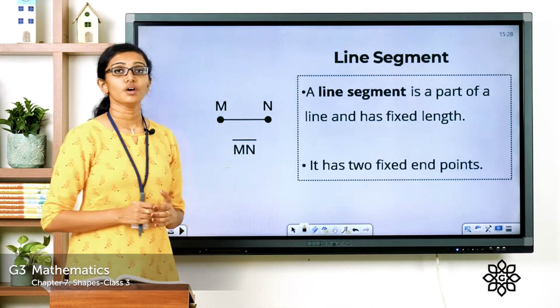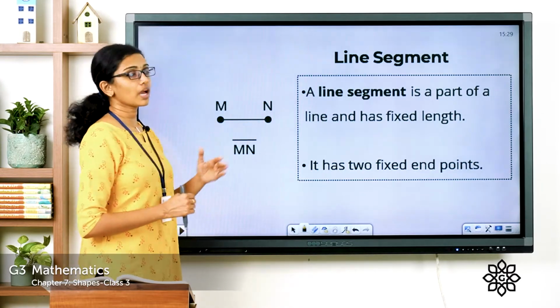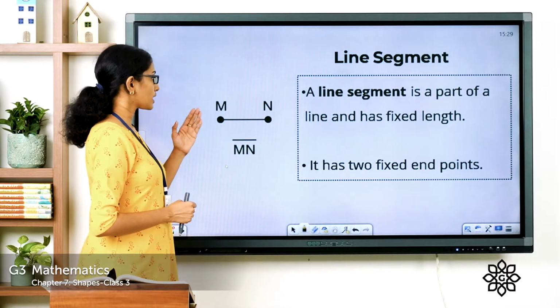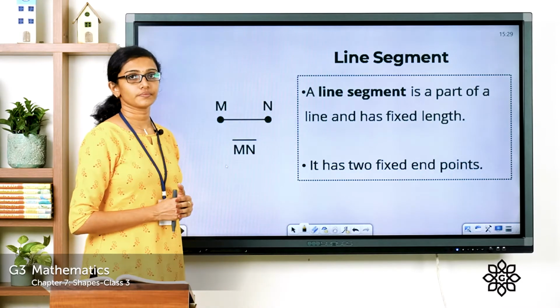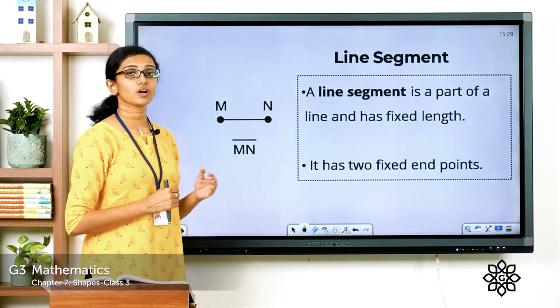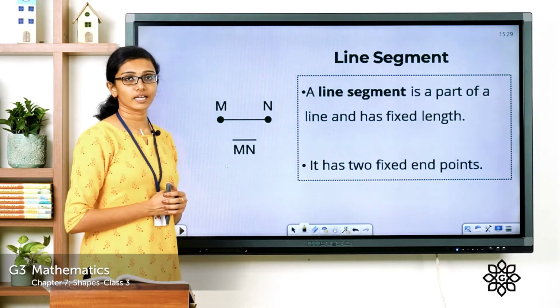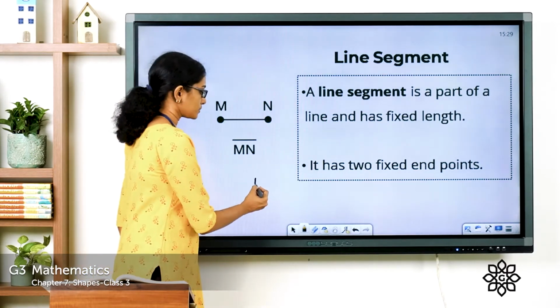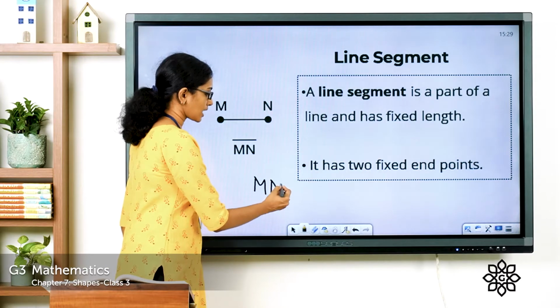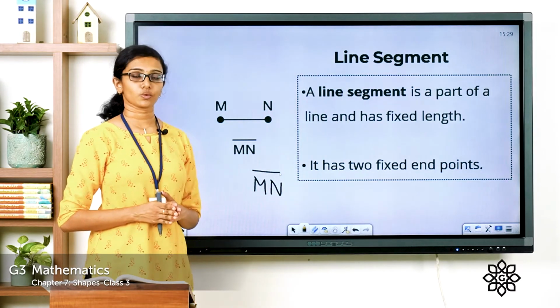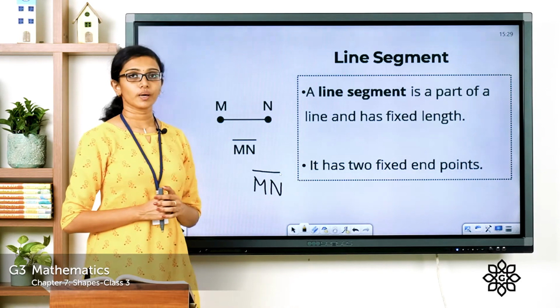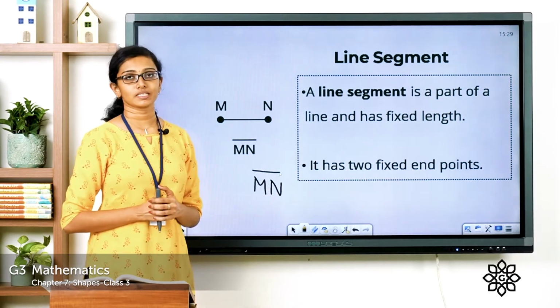Like in this case, you can see the line segment MN here. It has a point M at one end and it has a point N on the other end. And this is how you represent or how you write a line segment. You write the names of the points and above that you draw a small line without any arrows. So this is how you represent a line segment in maths.